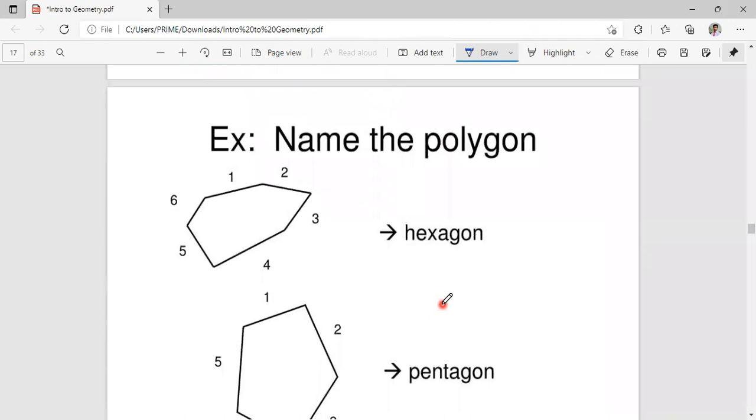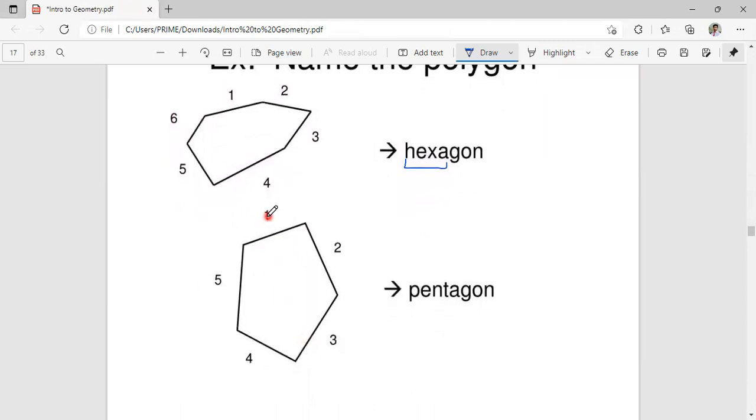So name the polygon. All people should know how to find the name of the polygon. A polygon is always named by its sides, so the sides of the shape show the name. Here you go, we have 1, 2, 3, 4, 5, and 6 sides, so that will be a hexagon. Hexa means 6. Then we have penta, so we find 1, 2, 3, 4, and 5 sides over here, so this will be the pentagon.